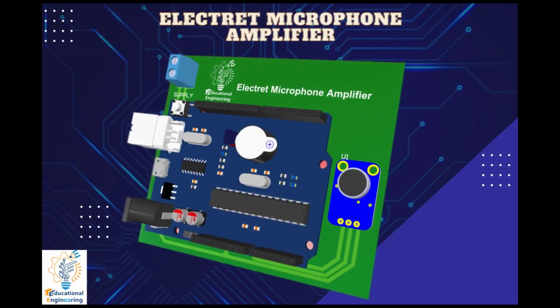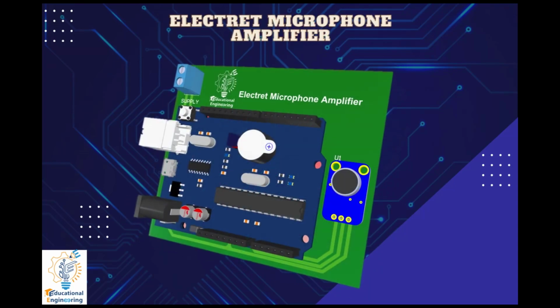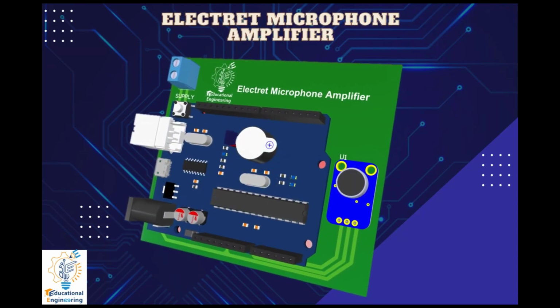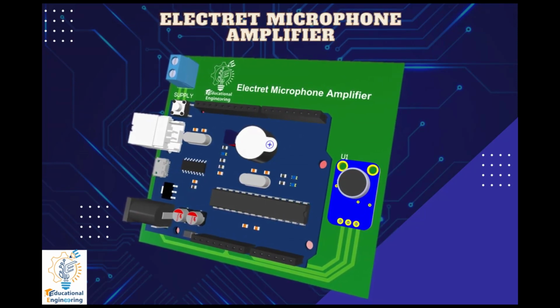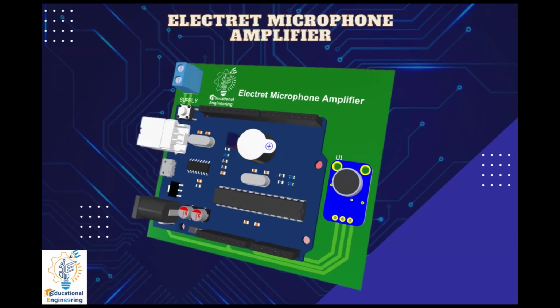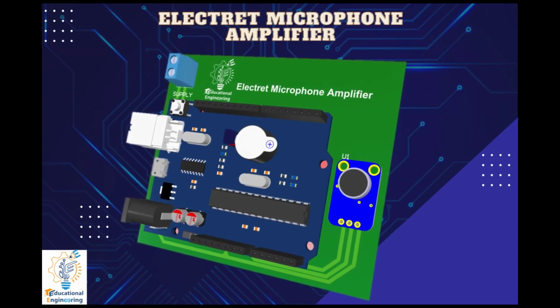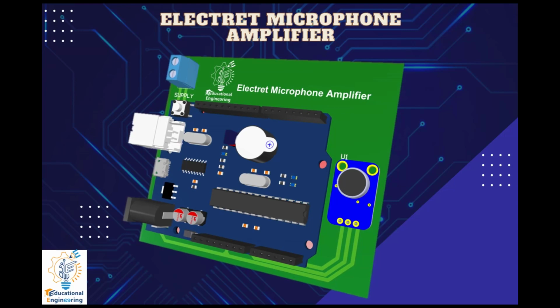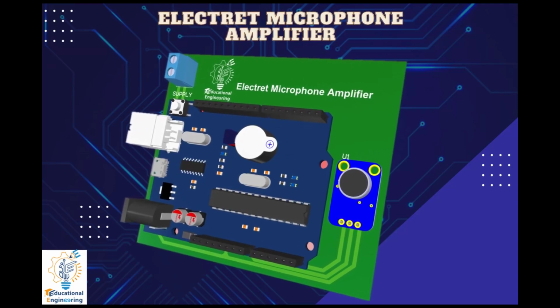Designing an Electret Microphone Amplifier in Altium Designer involves creating a schematic where you connect the Electret microphone and MAX 4466 amplifier circuit components, configuring power connections and setting up signal paths. Then, you can transfer the schematic into a PCB layout, arrange the components, and route traces to ensure proper connectivity. Finally, the design is ready for fabrication and assembly, enabling the integration of the amplifier into various electronic projects. So now, let's start designing it using Altium Designer.